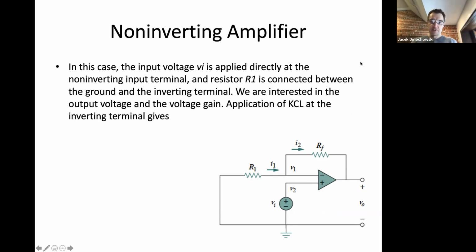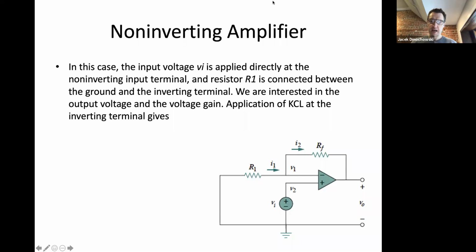Okay. So in the case of a non-inverting amplifier, we have one input that is connected to the positive input of the op-amp. And our resistor is connected between the ground and the inverting terminal. So this is different, right? Our R1 here is no longer connected in series with our input voltage. It's now sitting by itself, connected to the inverting input.